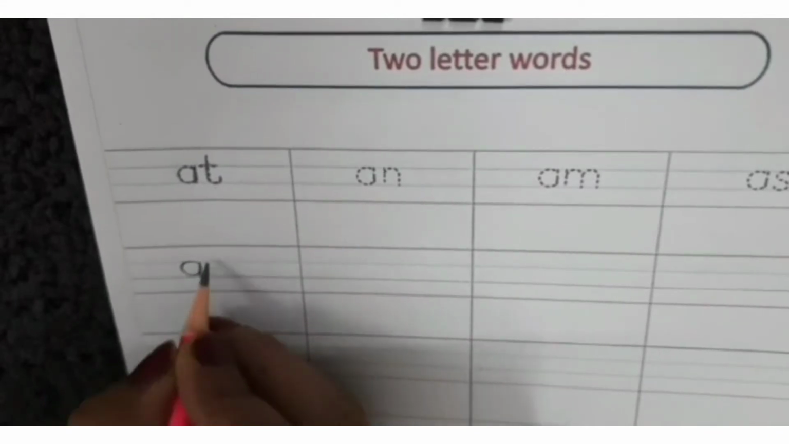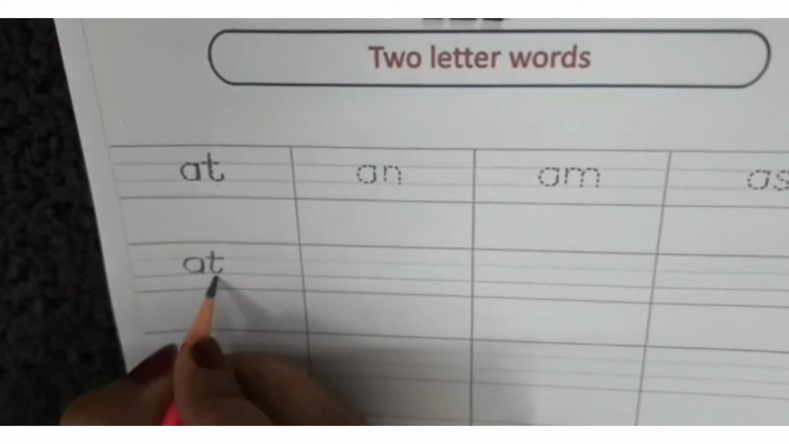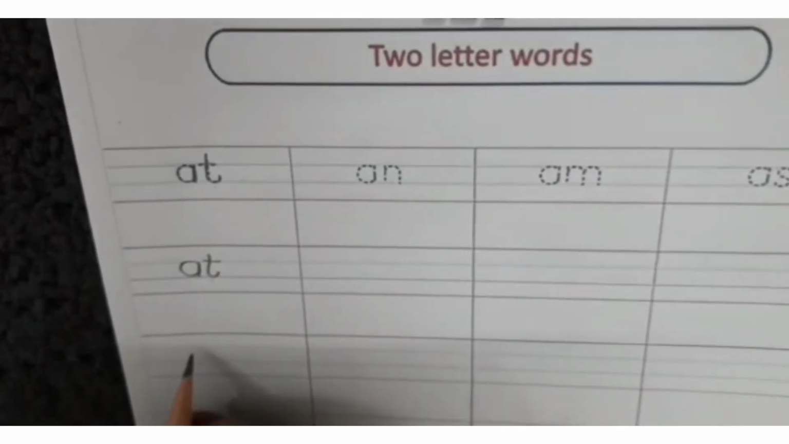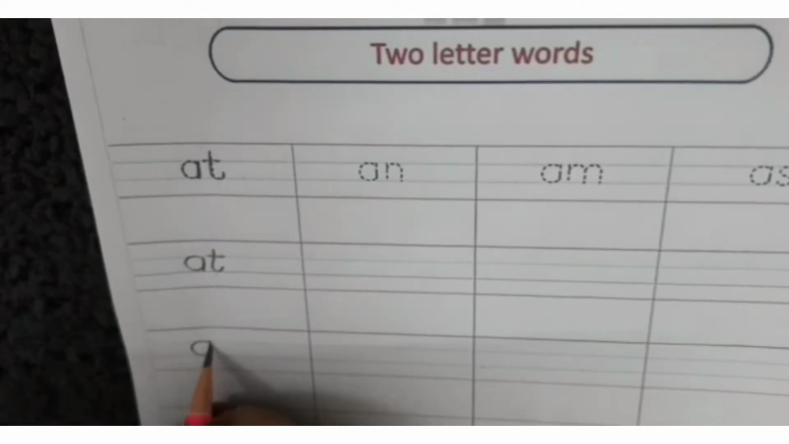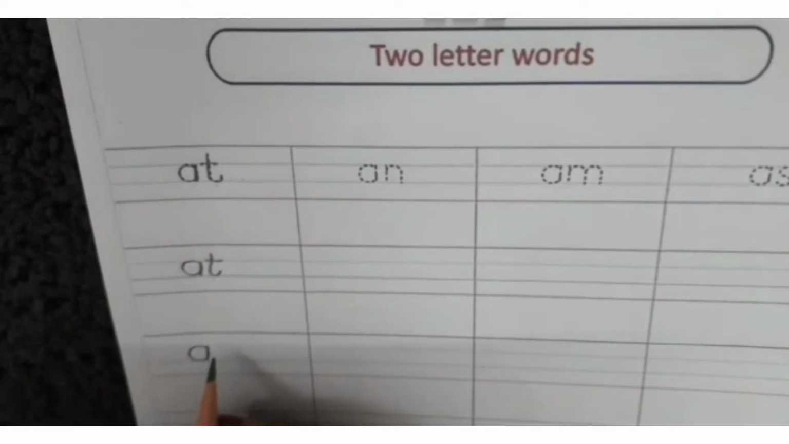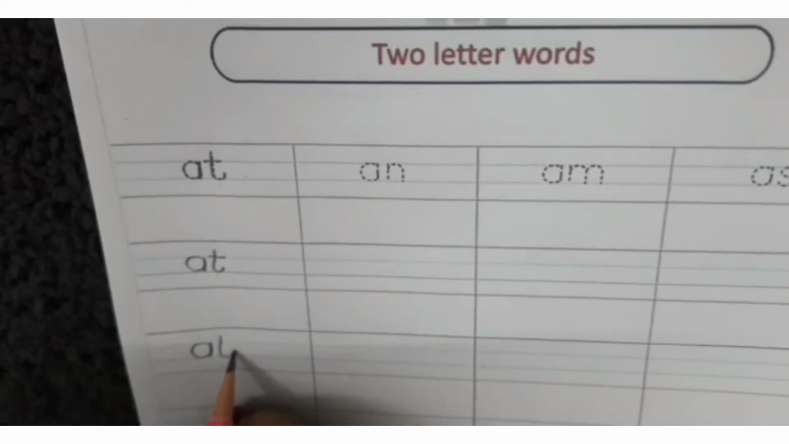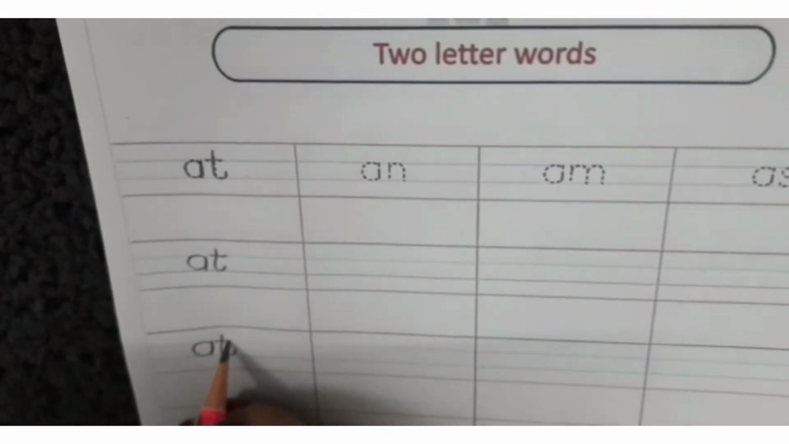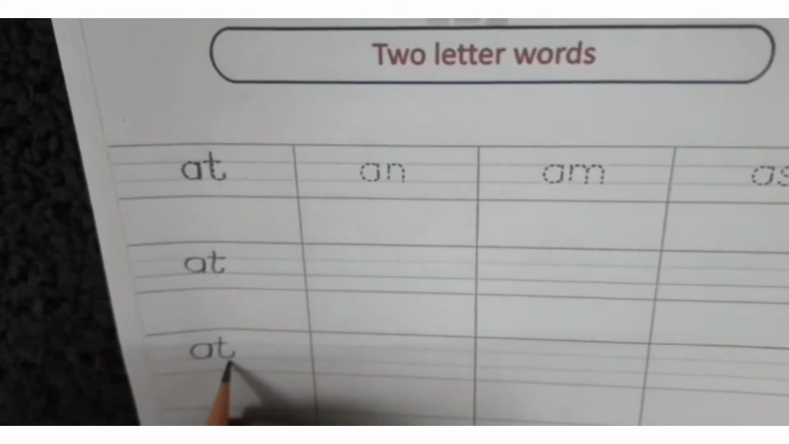A-T, at. Let us write once again. We will write A. So first we will make a C curve, go up, come down straight. At. Start little bit below the red line, standing line, touch the second blue line, make a curve and sleeping line on the first blue line. At. A-T, at.